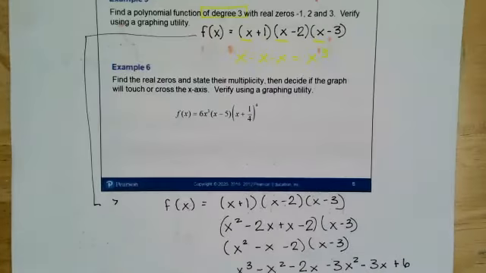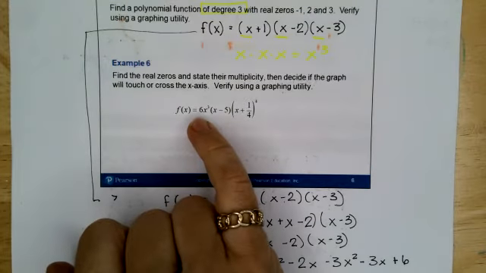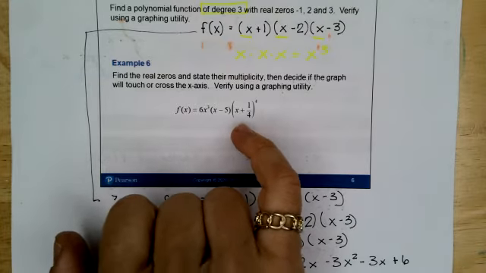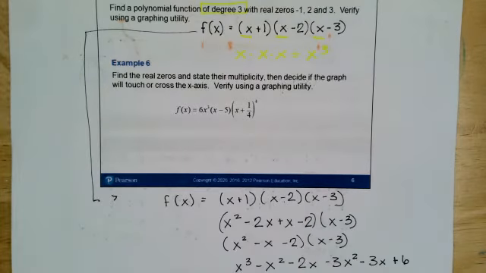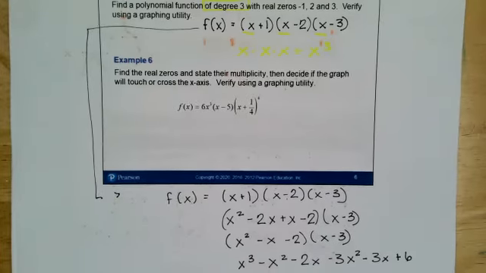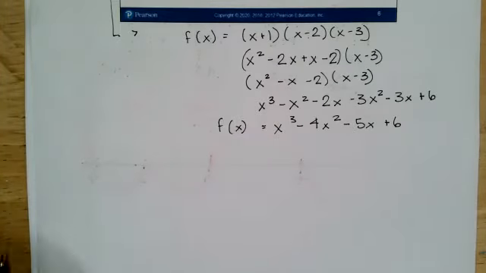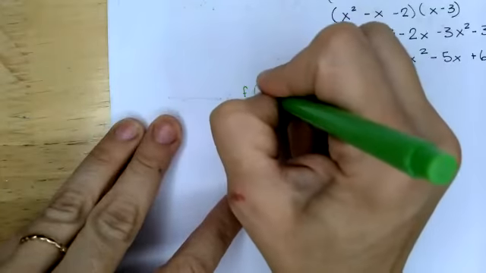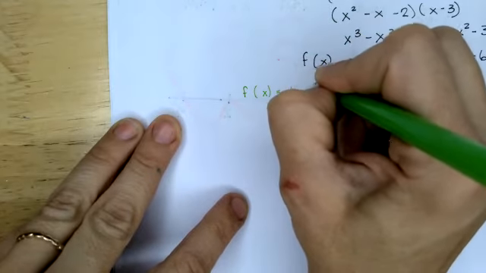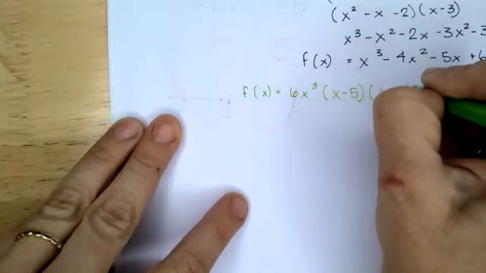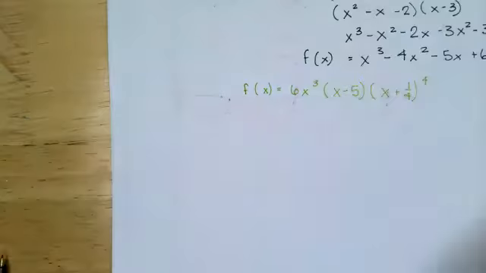Example 6 asks us to find the real zeros and state the multiplicity of f of x equals 6x cubed times x minus 5 times the quantity x plus 1/4 to the 4th power. Good. So find the real zeros, state their multiplicity, and decide if the graph will touch or cross the x-axis at each of those points. F of x equals 6x cubed times x minus 5 times x plus 1/4 to the 4th power.